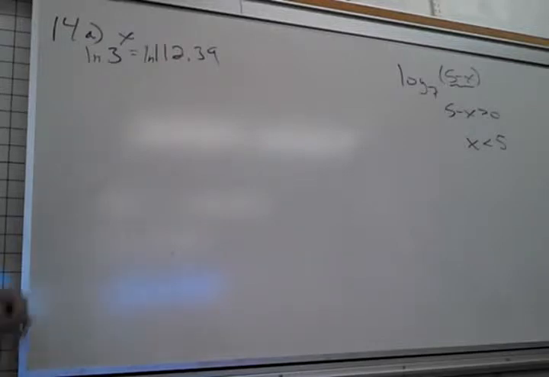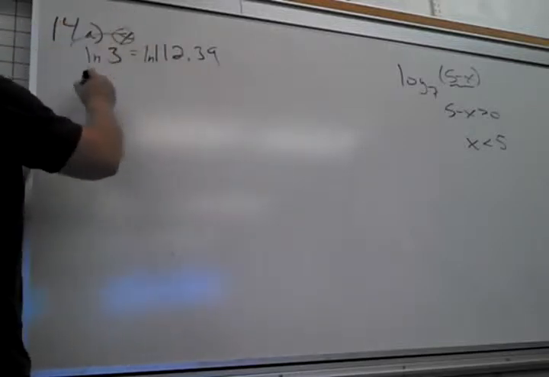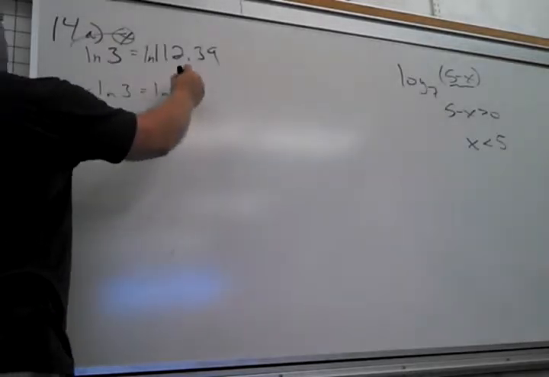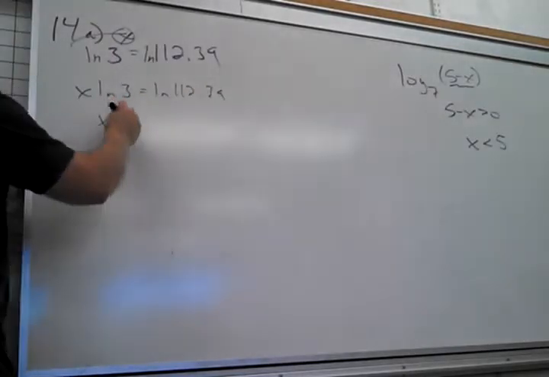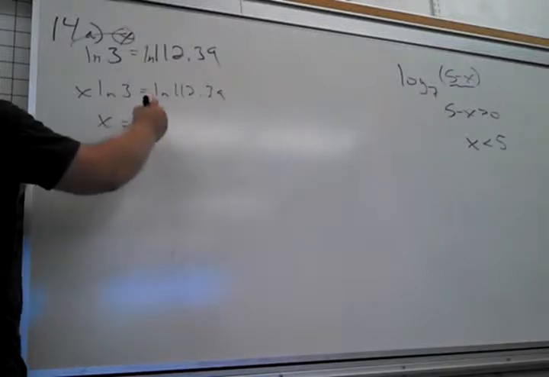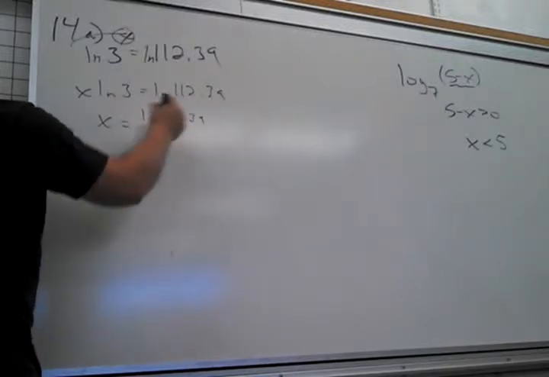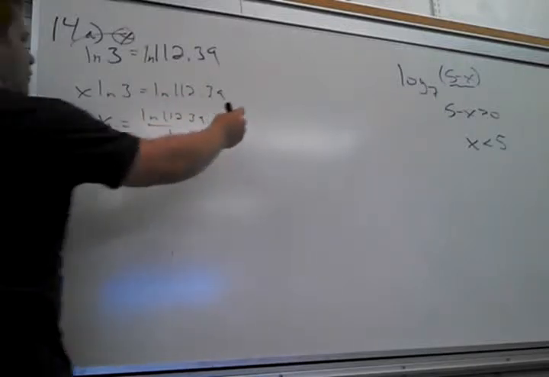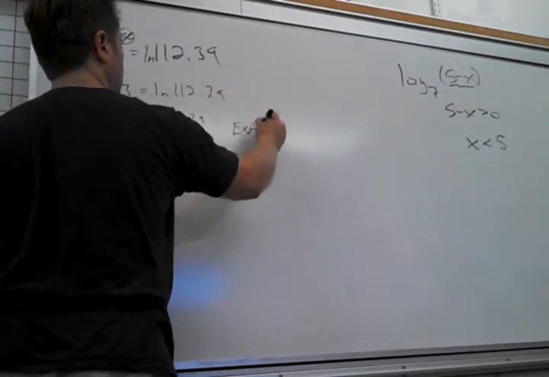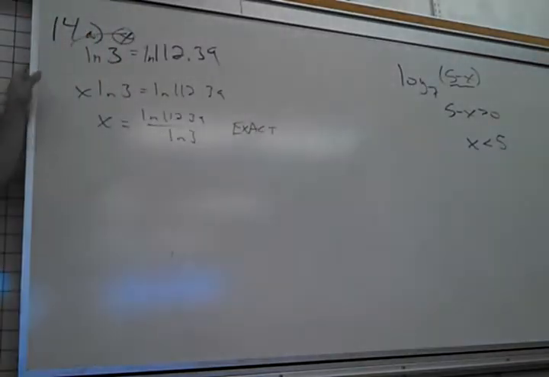Beautiful. So now that guy can come down. So the exact answer is ln 112.3 divided by ln 3. All right. Good. So on the test, I'm going to ask you for an exact answer, and then I'm going to ask you for an approximate answer rounded to like 3 places or something. Just make sure you plug this into your calculator correctly.